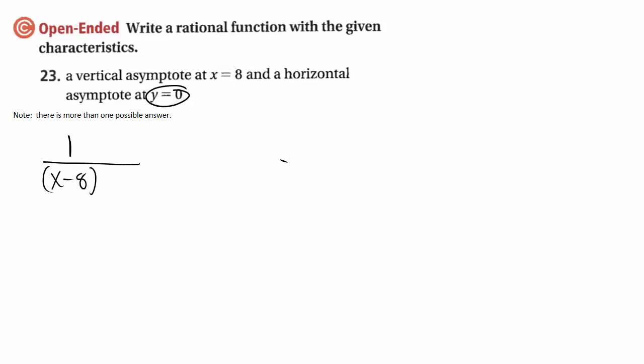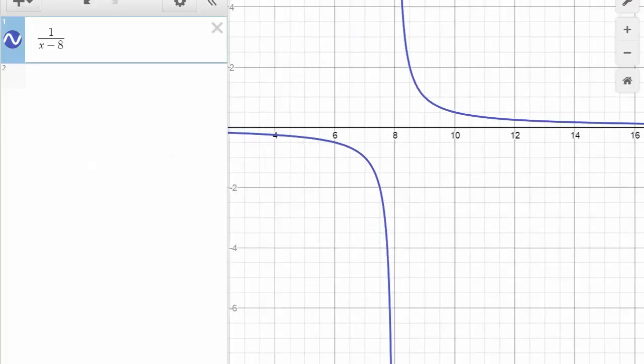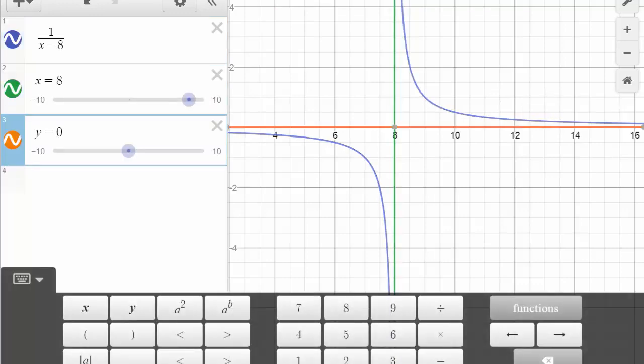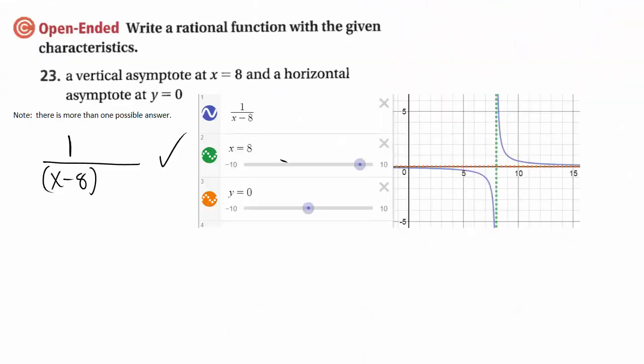All right, this one, these are open-ended. There's more than one answer to these, but this one's easy. Vertical asymptote at x equals 8. That means we divide by 0 when x is 8. So x minus 8 is your denominator. And then it's just 1 over x minus 8 because you want your horizontal asymptote to be y equals 0.